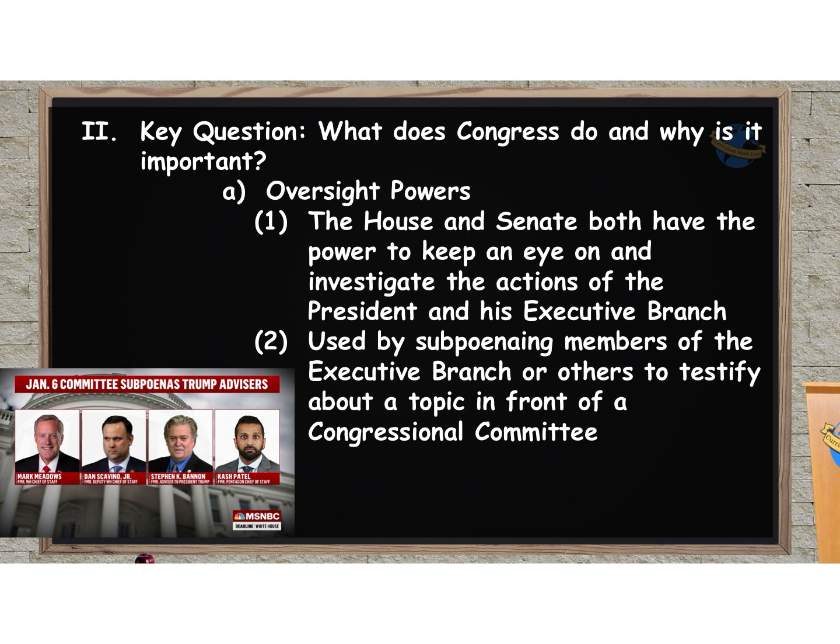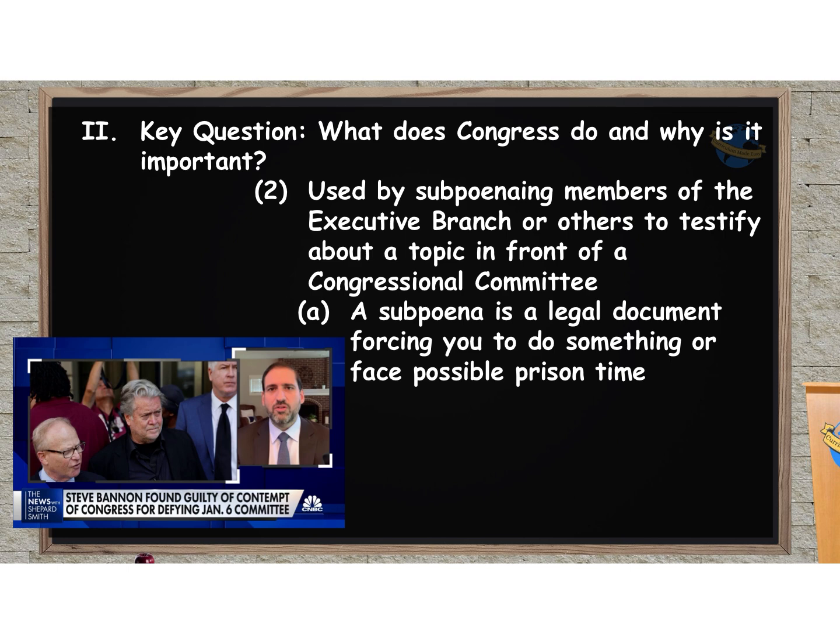This way they can keep an eye on the president and make sure that there's no abuse of power, corruption, or violations of the Constitution happening in the executive branch. A subpoena is just a legal document that forces you to do something or face possible prison time.